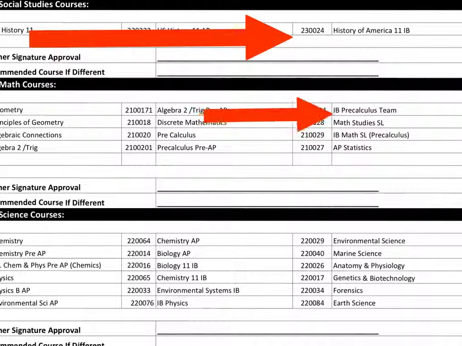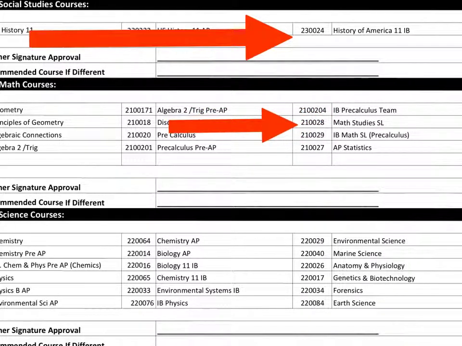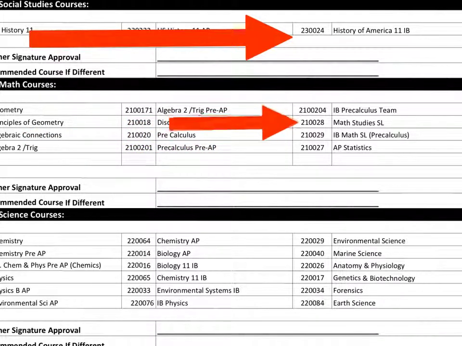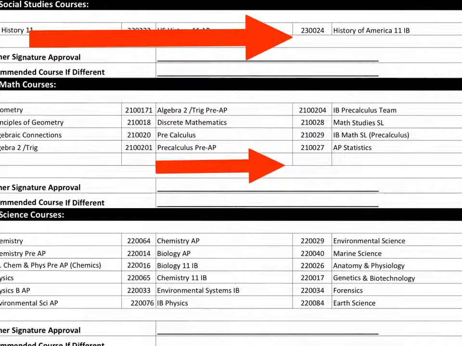Again, notice it doesn't have IB in front of it. However, in terms of content, in terms of assessment, this is an IB course. The SL again stands for Standard Level. It's a one-year course. It is equivalent to regular pre-calculus. So if your choice of math class next year would be pre-calculus, if you're in the IB program, the class you're going to take is Math Studies Standard Level. Clear as mud? Hopefully a little clearer than that.